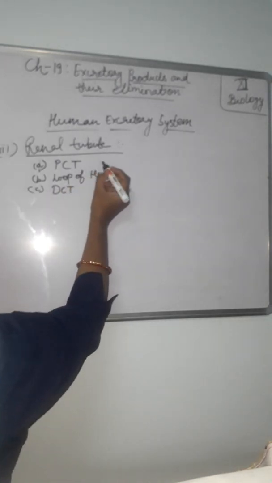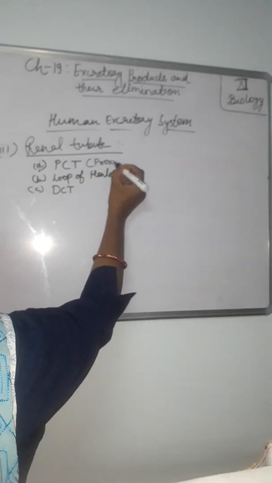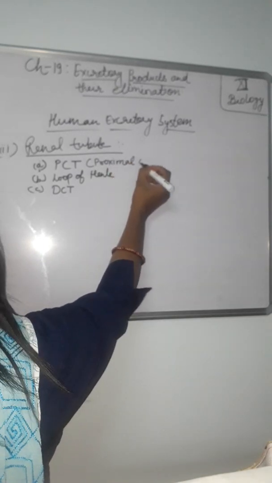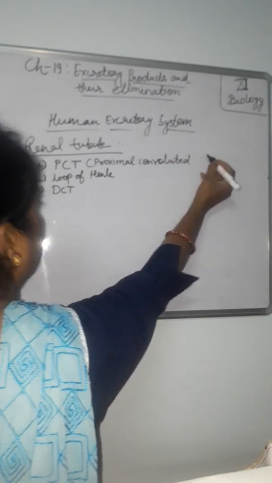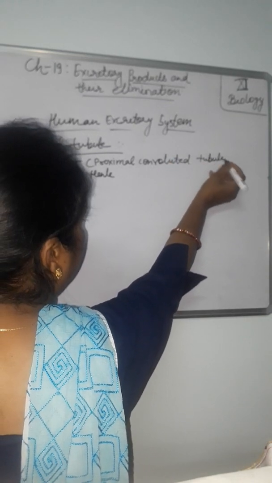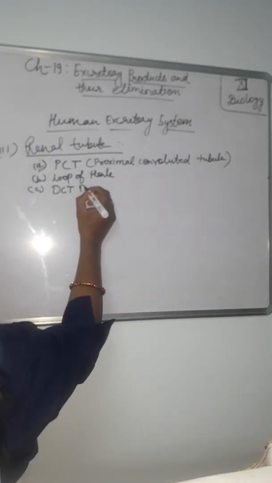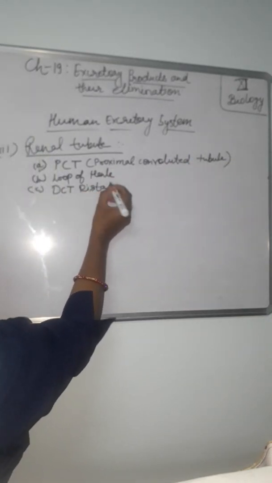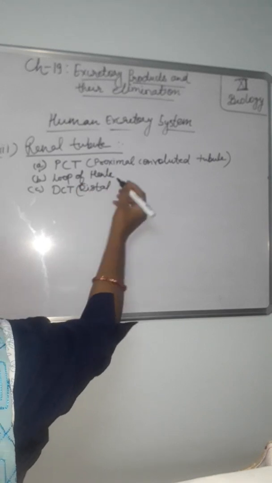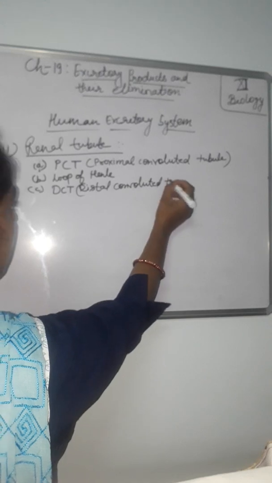Okay, PCT, proximal convoluted tubule. DCT, distal, with D, distal convoluted tubule. Okay, distal convoluted tubule. Okay, now first one, that is PCT, proximal convoluted tubule.